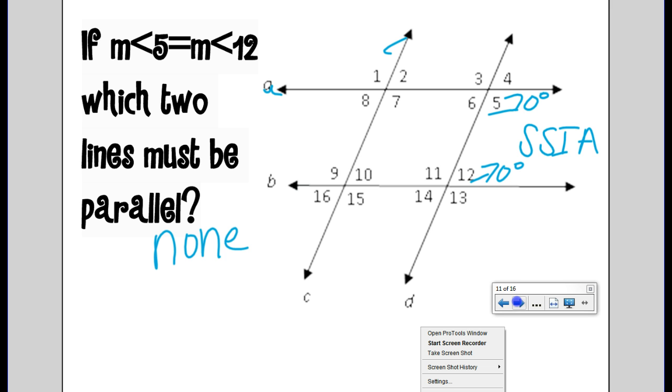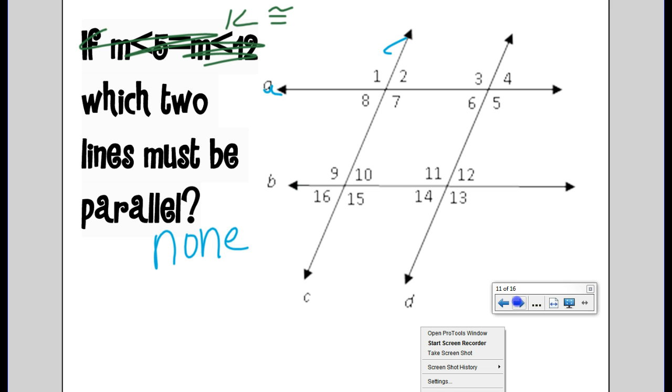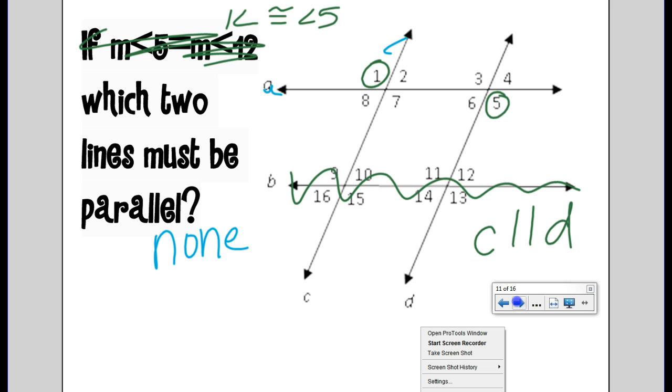Let me ask another one while we're still on this picture. Okay, this is not true anymore, so I'm going to do a new one. If angle 1 is congruent to angle 5, which two lines must be parallel? So angle 1 is congruent to angle 5. Which line is not involved? B is not involved. The only things left over that are parallel are C is parallel to D. See, with the answer on your test like this: C is parallel to D.